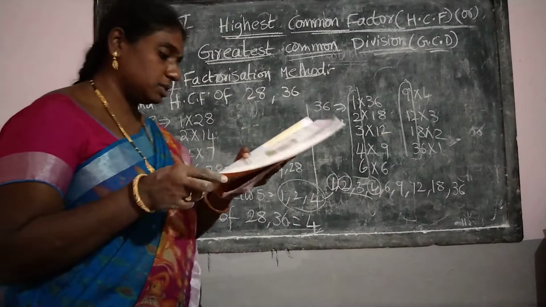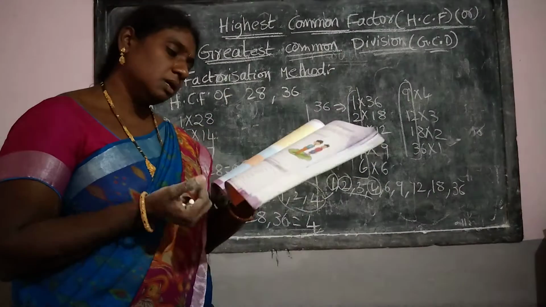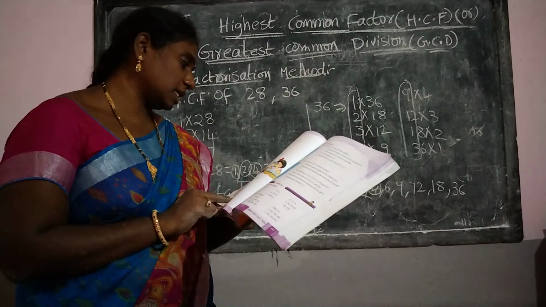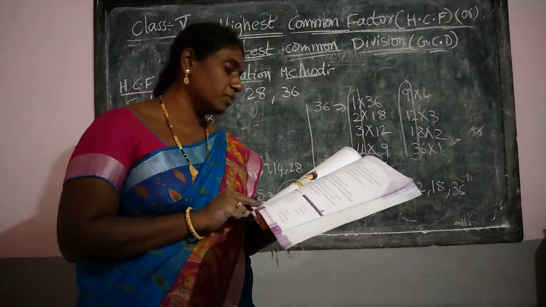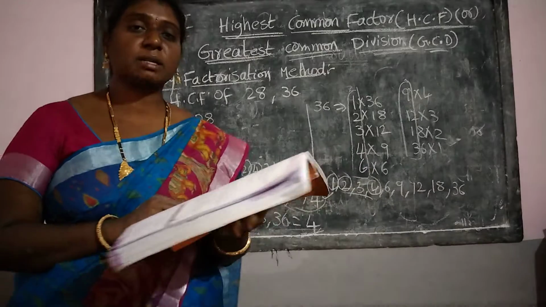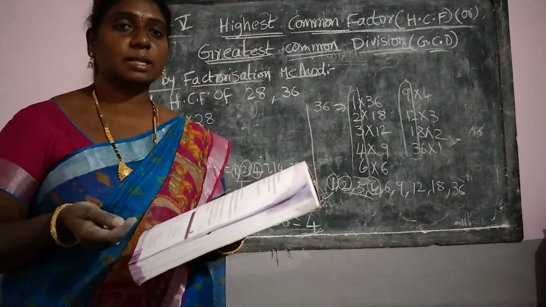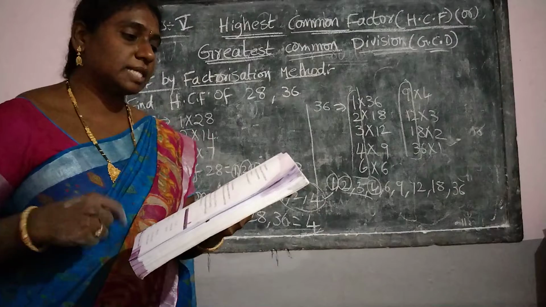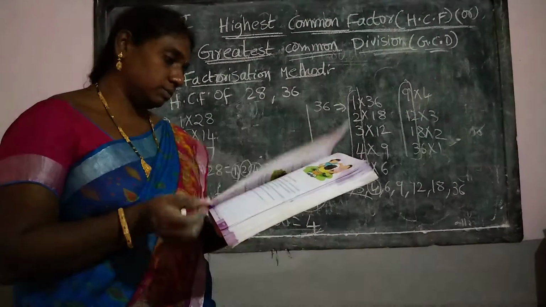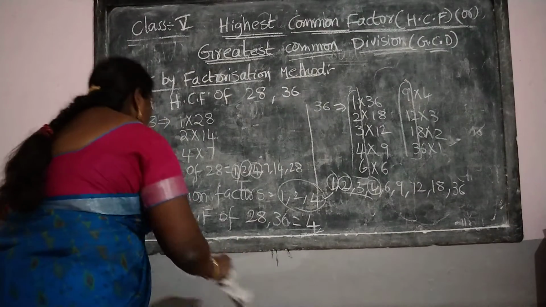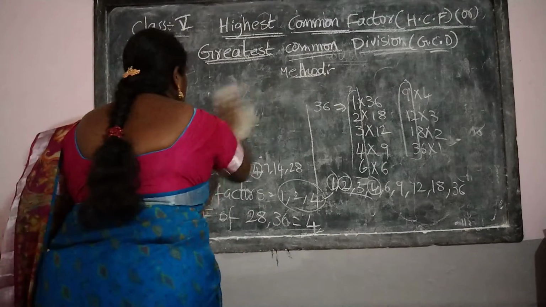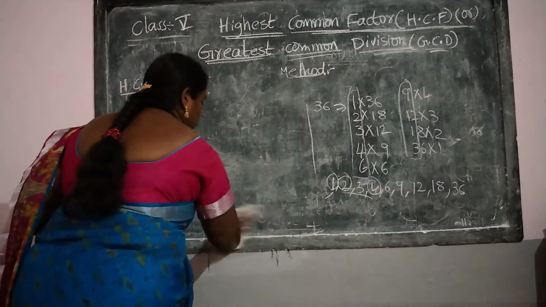Based on this, check example 2 also. Next, HCF, highest common factor, by the prime factor method. Two methods are there: the first one is the prime factor method and the second one is the division method. Now I am going to explain the prime factor method.